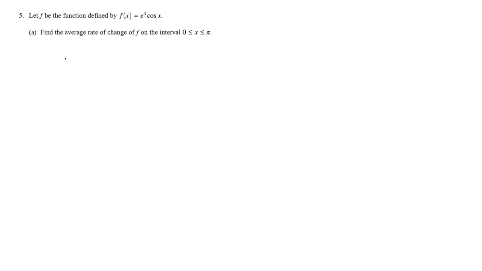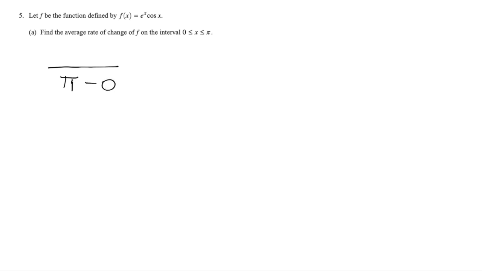To find the average rate of change, we just need to calculate the slope between the initial point and the final point. That will be the average rate of change. It's like calculating the average velocity, right? You do the initial and final position and the initial and final time. It is the same thing. So to calculate the slope, we need to first do the difference between the values of y, which is the values of the function, and then below the difference between the values of x. The difference in x is very easy, right? I mean pi minus 0.